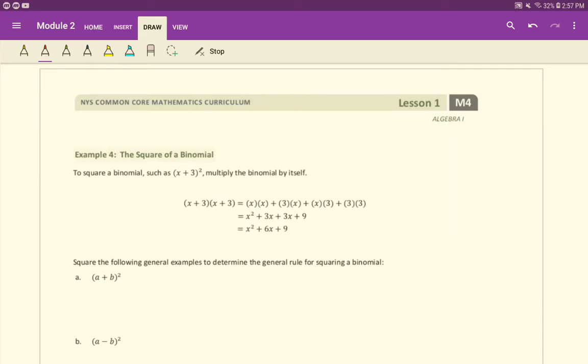Alright, so welcome back for our final video for Lesson 1 in Module 2 here. We're going to finish off talking about this section, and we have the square of a binomial to cover here. Okay, so we're going to flip the direction again.